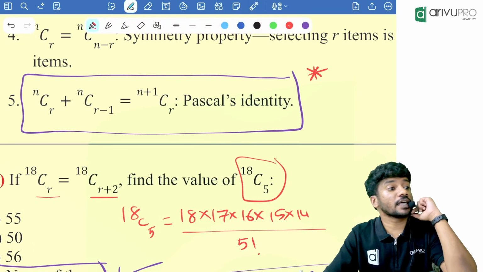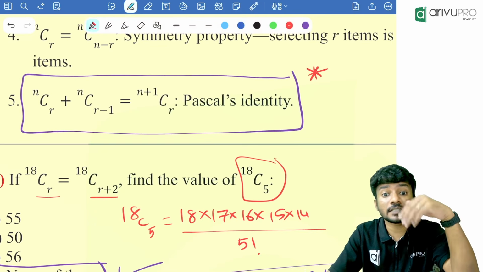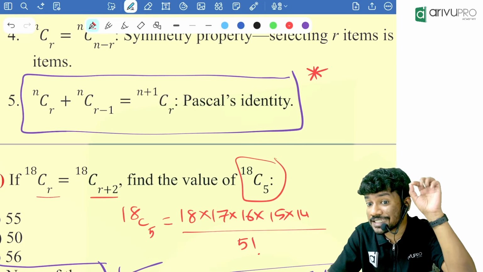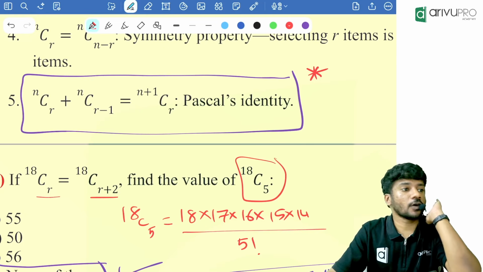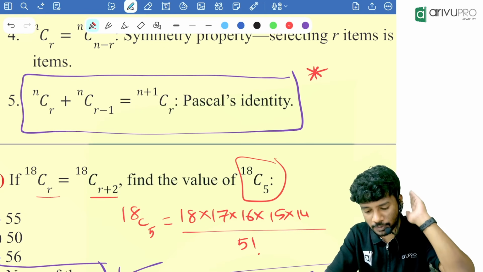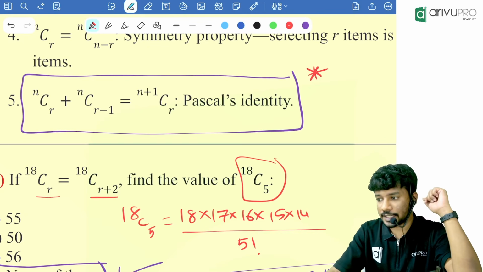Two questions were there in the past, and in recent years there is no such question. So there is a high chance that this question will get repeated for your attempt. Please make a note. In the workbook also there is a similar question based on Pascal's identity.